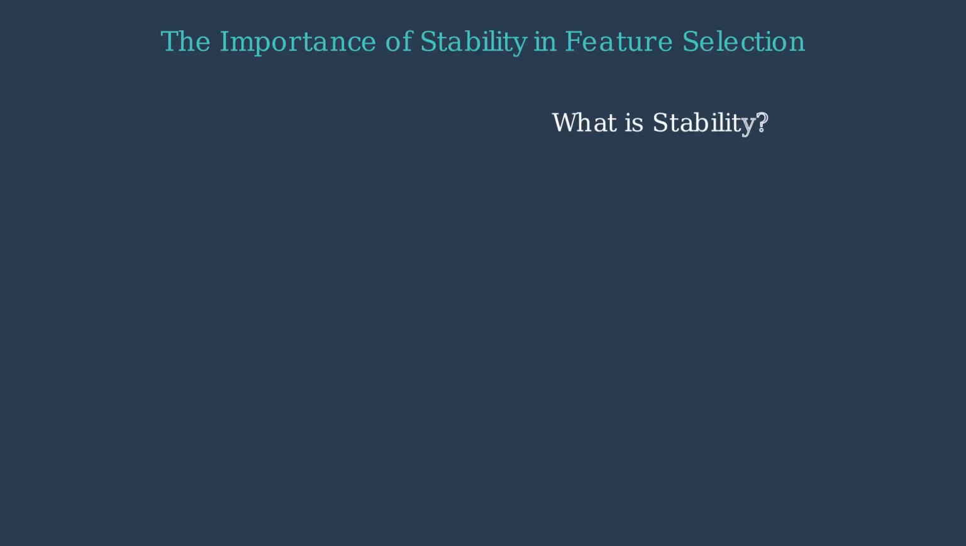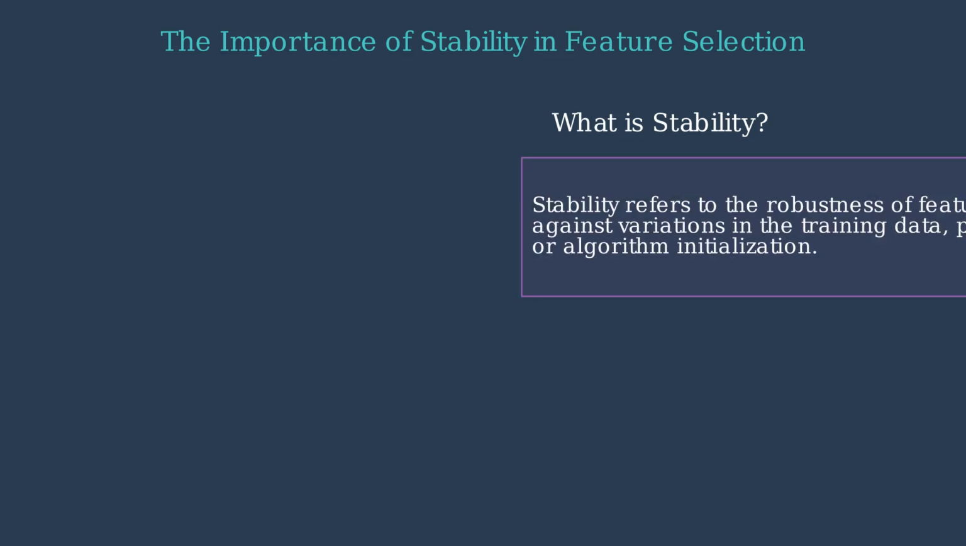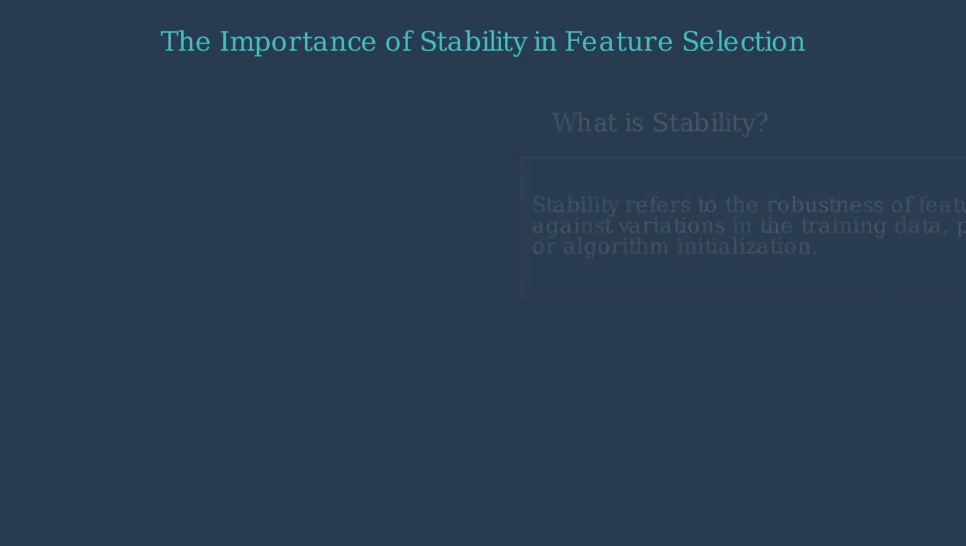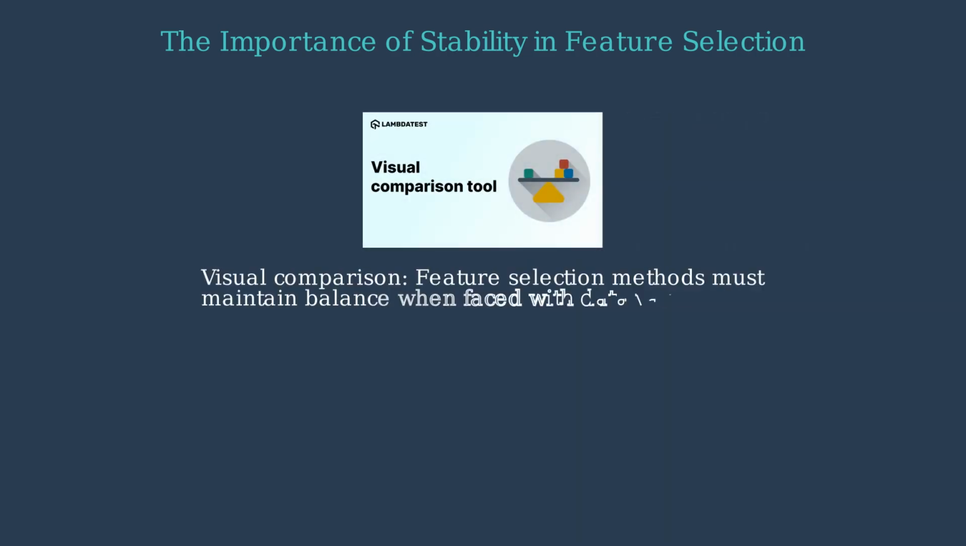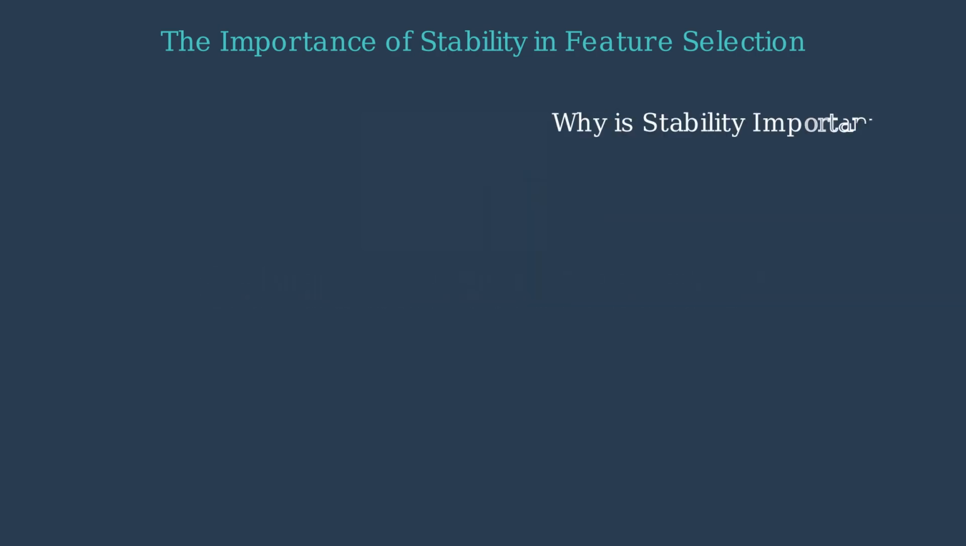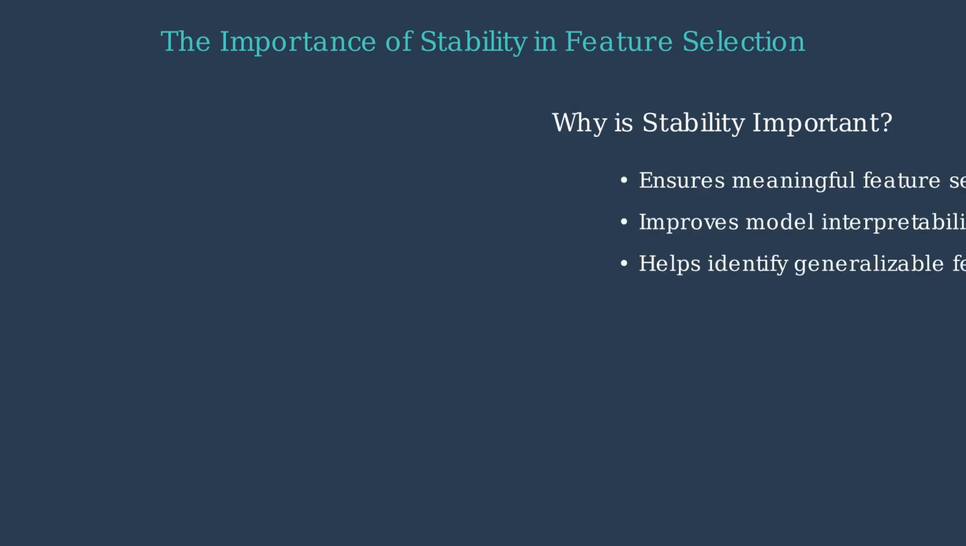Stability in feature selection refers to the robustness of algorithms against variations in the training data, parameter settings, or initialization. When selecting features, we want methods that maintain consistency, like a well-balanced scale that identifies the same important features even when the data slightly changes. Stability in feature selection is crucial for several reasons. It ensures that our selected features are meaningful and not just artifacts of a particular dataset. It improves model interpretability by providing consistent explanations, and it helps identify feature subsets that will generalize well to new data.